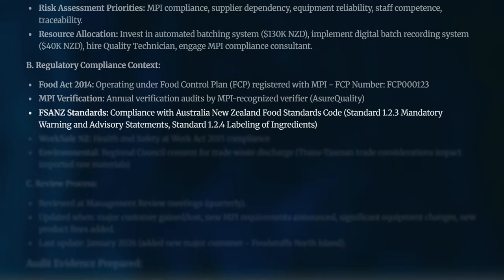And then we have FSANZ standards, compliance with the Australia New Zealand Food Standards Code, standard number 1.2.3 for mandatory warning and advisory statements, and standard number 1.2.4 for labeling of ingredients. So you need to include also applicable standards of your regulations in your regulatory compliance contexts. You need to tailor this to your local government or local jurisdiction, and also you need to include the exact applicable standards to your operation.